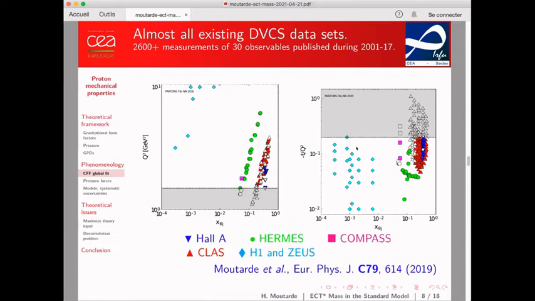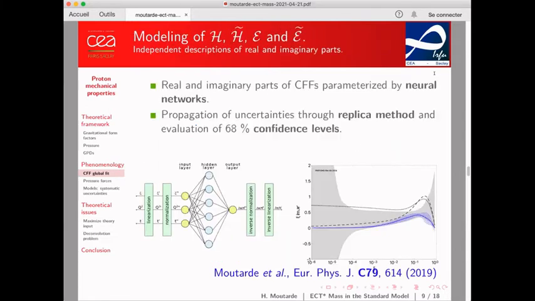Now, in terms of results, we perform a neural network parameterization of Compton form factors, but describing independently the real and imaginary parts of Compton form factors. And then we propagate uncertainties all the way along, starting from replicas of experimental data and propagating these uncertainties all the way until replicas of the extracted imaginary part of Compton form factors.